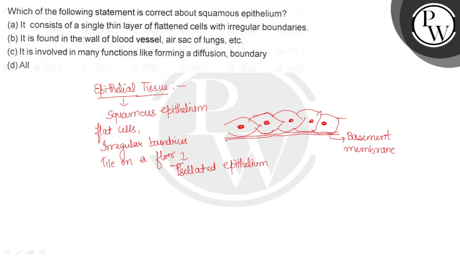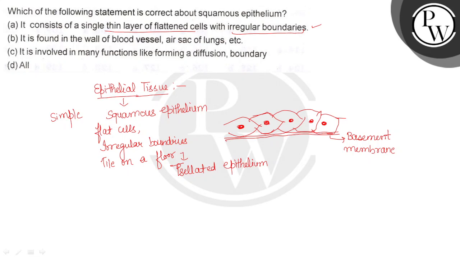So let's see, we have to choose the correct option. The first option is that it consists of a single thin layer of flattened cells. So this is true. If we talk about the simple squamous epithelium, then there is a thin layer of flat cells and these cells have irregular boundaries. So this one is true.